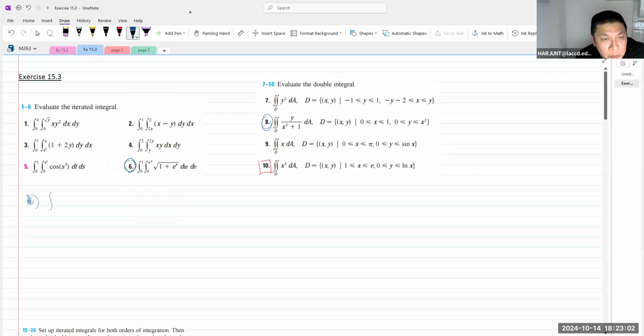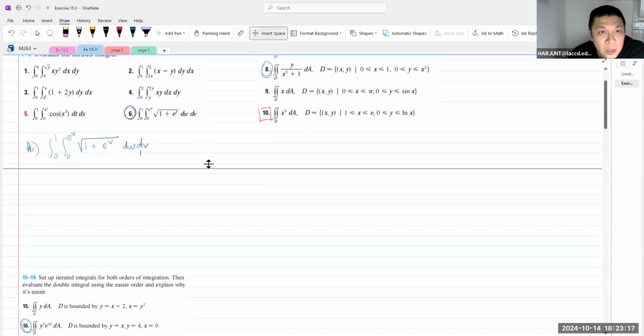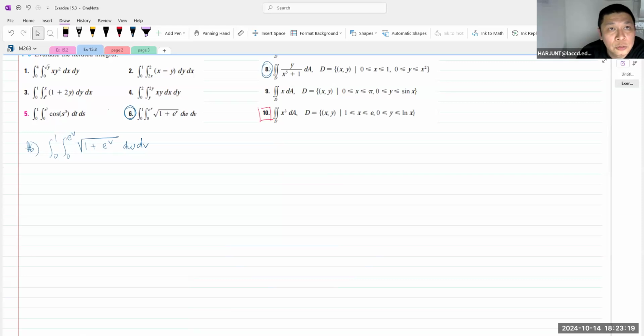we have the integral from 0 to 1, integral from 0 to e to the v of the square root of 1 plus e to the v dw dv. Seems like I cannot avoid using substitution, huh? So u equals 1 plus e to the v. Oh no, it has no v in there, huh? I mean, it has no w.